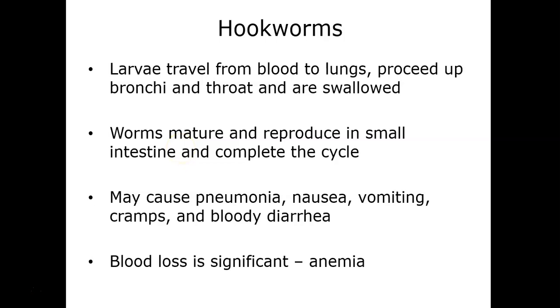Once the larvae enter the body, they can travel through the blood up to the lungs, and again enter the throat where they're swallowed. Those worms are going to mature in the intestine once they're swallowed and complete their life cycle. Blood loss is incredibly significant, resulting in anemia. However, you may also see digestive symptoms such as nausea, vomiting, and cramps associated with that swallowing of the worm in the throat back into the intestine.